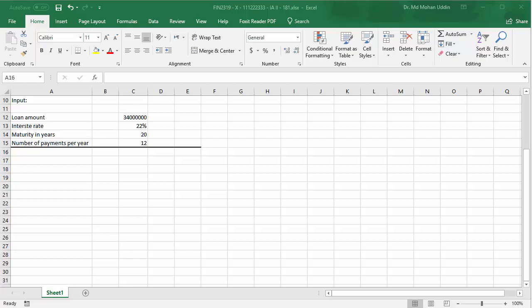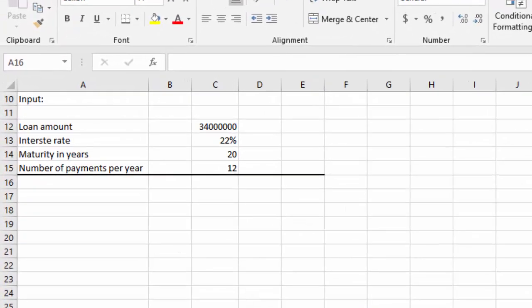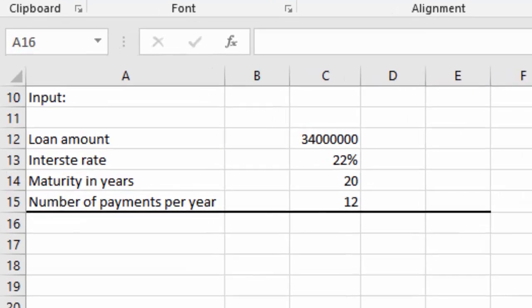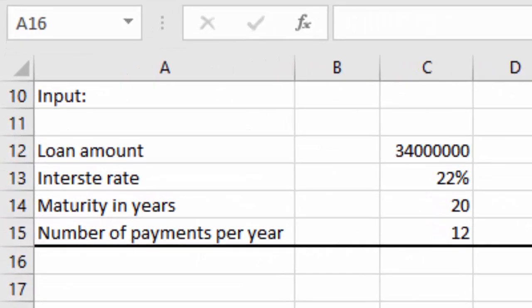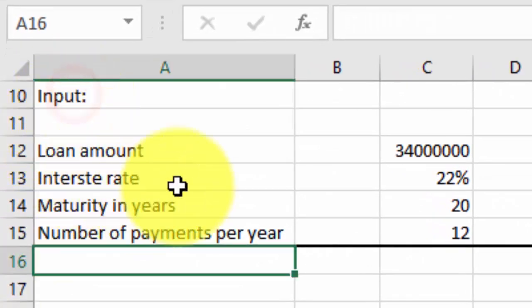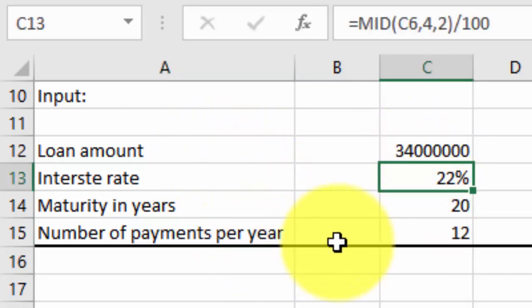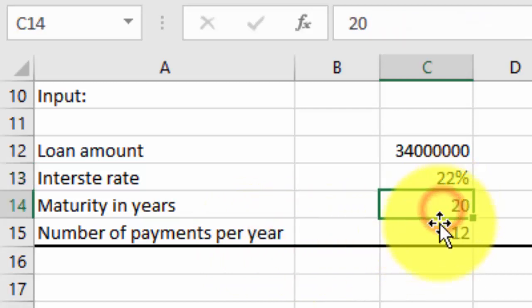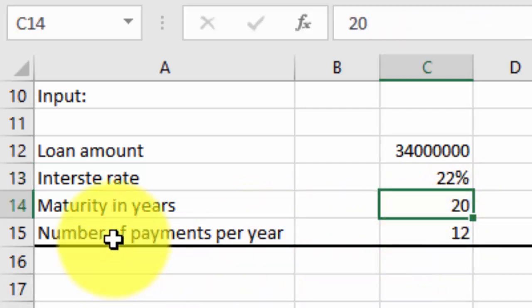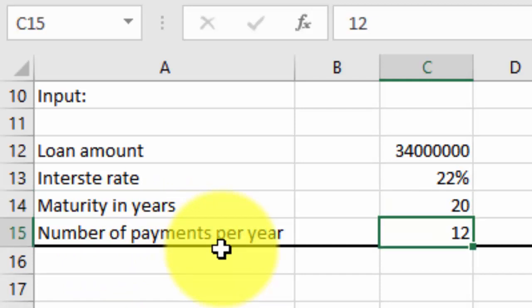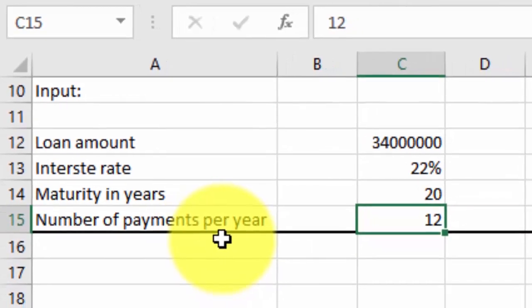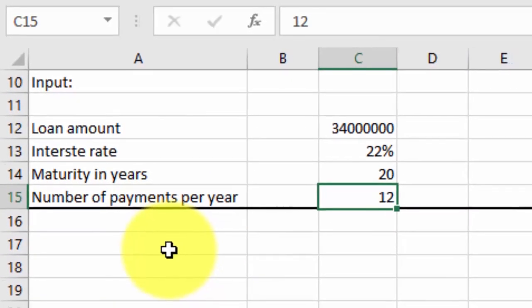Hi everyone, now we are going to see an example of preparation of the loan amortization schedule. We have the input here. The loan amount is 34 million. The interest rate is 22%, quite high, and the maturity in years is 20, and the number of payments per year is 12, which indicates that the installment will be paid on a monthly basis. So the equal installment will be paid every month.